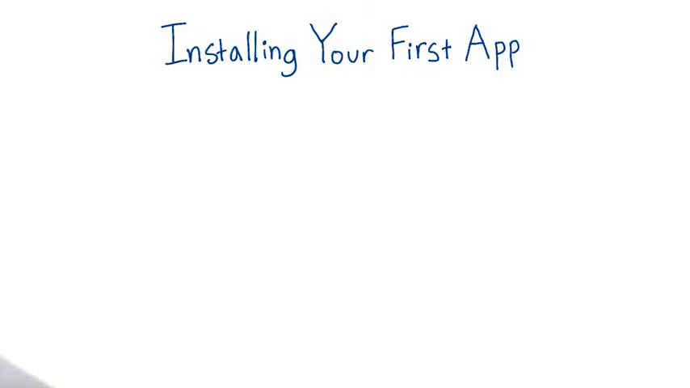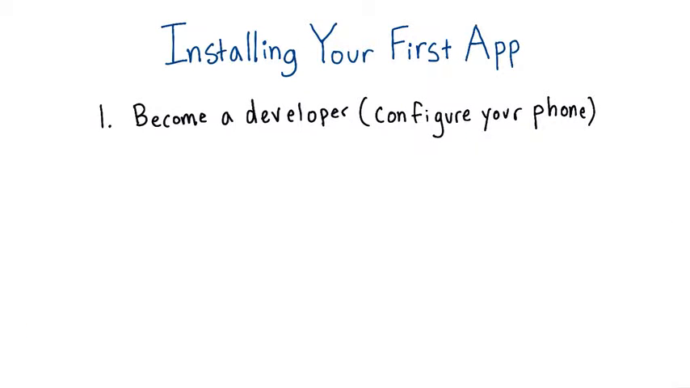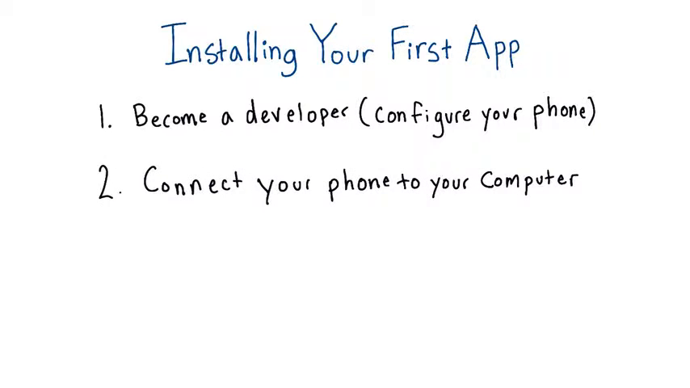Alright, first things first. Your phone is not set up to let random code from your computer run on your phone by default. So you're going to need to do a few steps to prep your phone. Okay, so the first step is to become a developer. This sounds a little funny. When would you know when you're a developer? Well, what this actually means is changing around a couple of settings on the phone, which will allow you to access developer options.